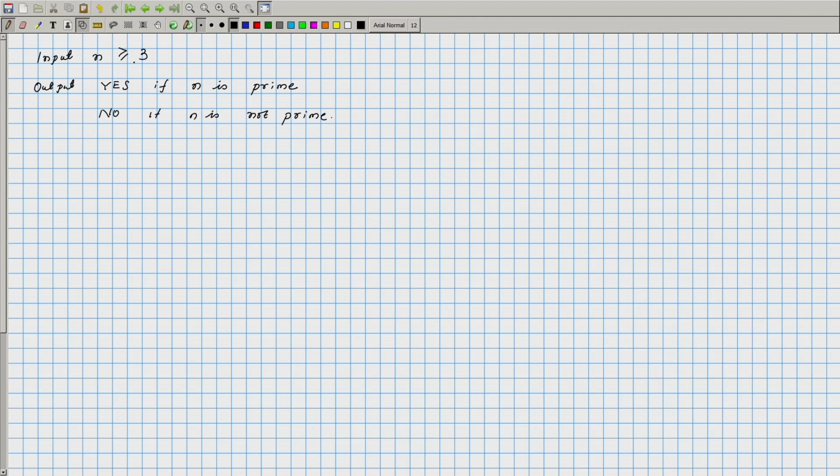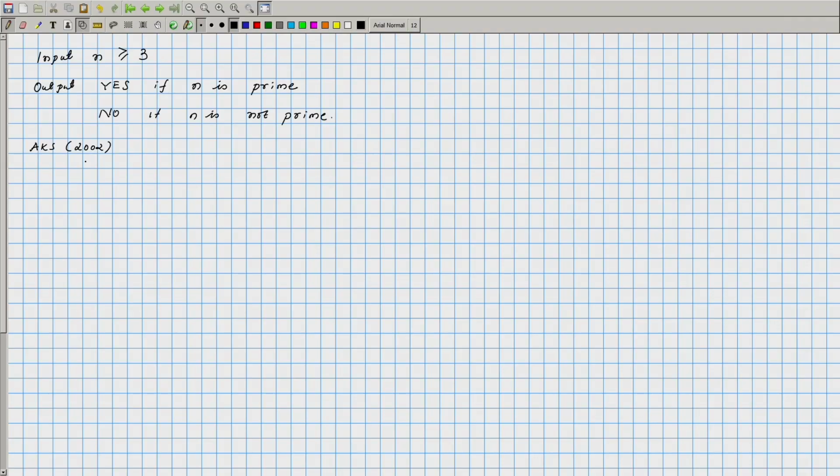Now, currently there are very good algorithms to do this. There are polynomial time algorithms. So, this is a problem which belongs to P, but that was a recent result. The AKS algorithm is a polynomial time algorithm which solves this problem. So, we will look at what was known before 2002.